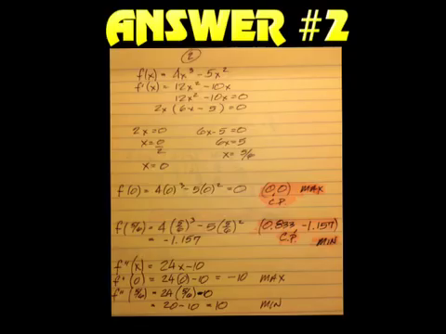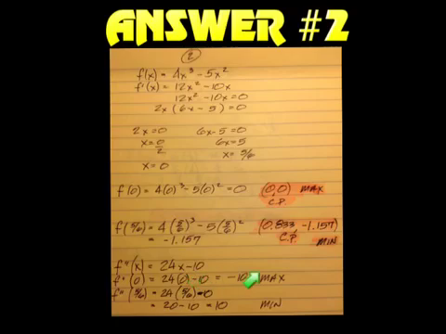Problem number 2. Set the derivative equal to 0. Your x values are 0 and 5/6. So you plug those into the original function to come up with points of 0, 0, and 5/6, which is the same as 0.833, and a y value that goes along with that of negative 1.157. One is a max, the other one is a min.